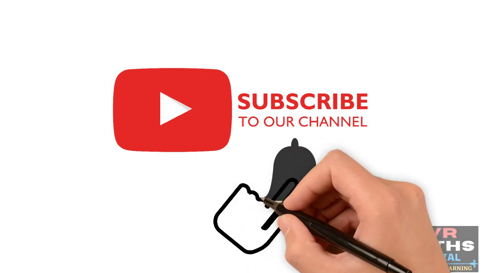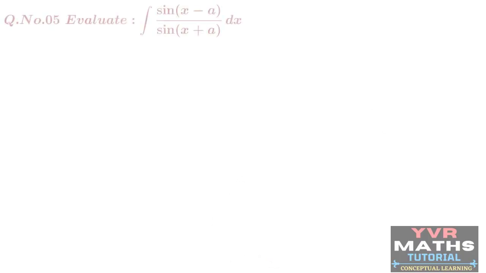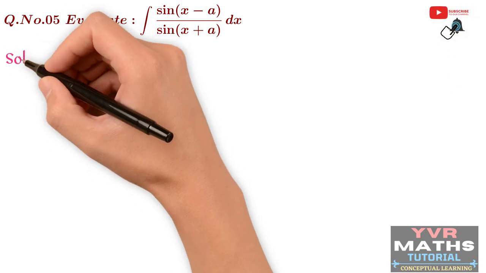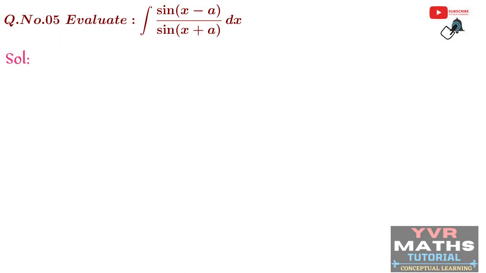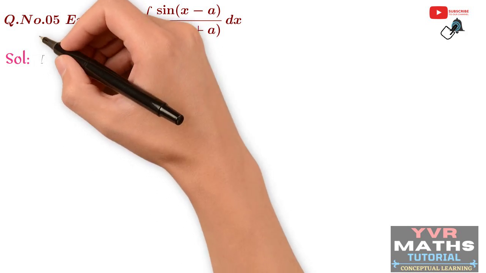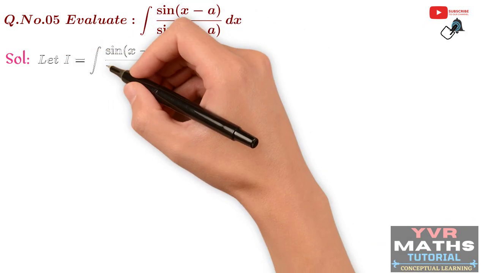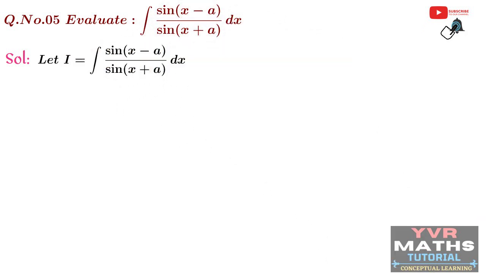Now let us discuss one more model. See here, question number 5. Evaluate integral sin of x minus a by sin of x plus a dx. Let us discuss the solution of this question. First of all, I will consider the given integral as capital I. Then let I is equal to integral sin of x minus a by sin of x plus a dx.